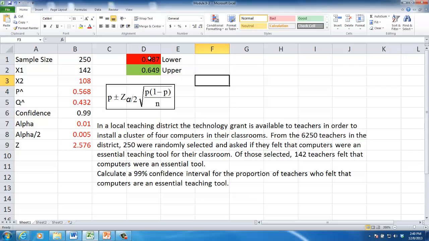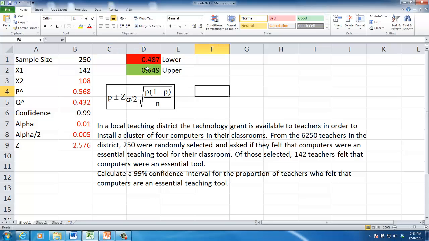So now let's plug in the numbers to our formula here. This is the formula. Proportion of sample, B4, minus the z-value, which is B9, times the square root of B4, which is p, the proportion of the sample, times 1 minus p, which is q, divided by n, sample size 250, which is B1.